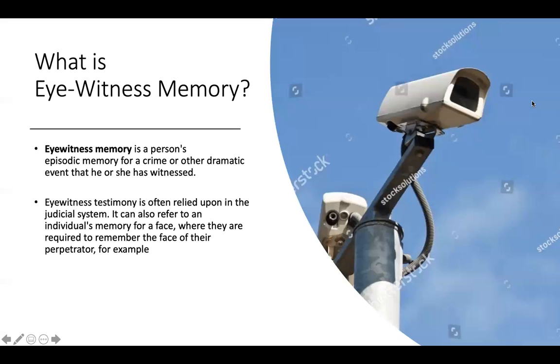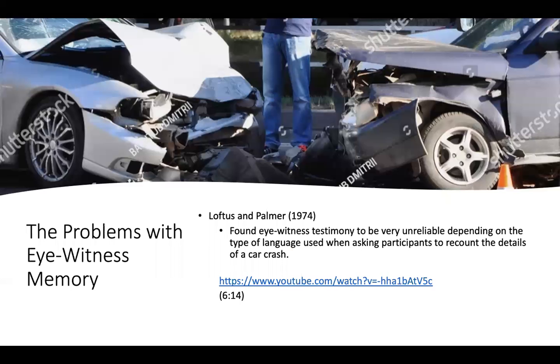Okay, so what is eyewitness memory? Eyewitness memory is a person's episodic memory for a crime or other dramatic event that he or she has witnessed. Eyewitness testimony is often relied upon in the judicial system. It can refer to an individual's memory for a face, where they are required to remember the face of their perpetrator, just as an example. However, there are some major problems with eyewitness memory.